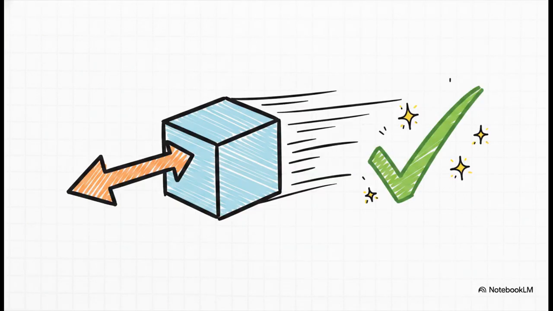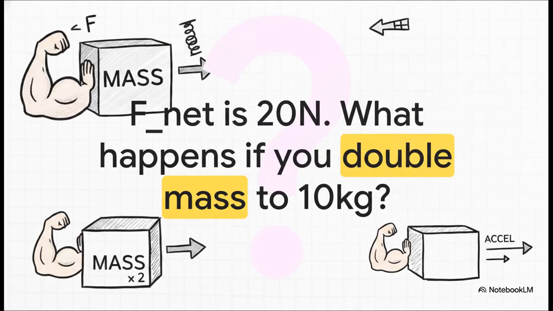Welcome back. Okay, so if you calculated an acceleration of 4 meters per second squared, you nailed it. And here's the reasoning to back that up. Our 20 newtons of net force is equal to our 5 kilograms of mass multiplied by 4 meters per second squared of acceleration. Easy, right? Let's try just one more.